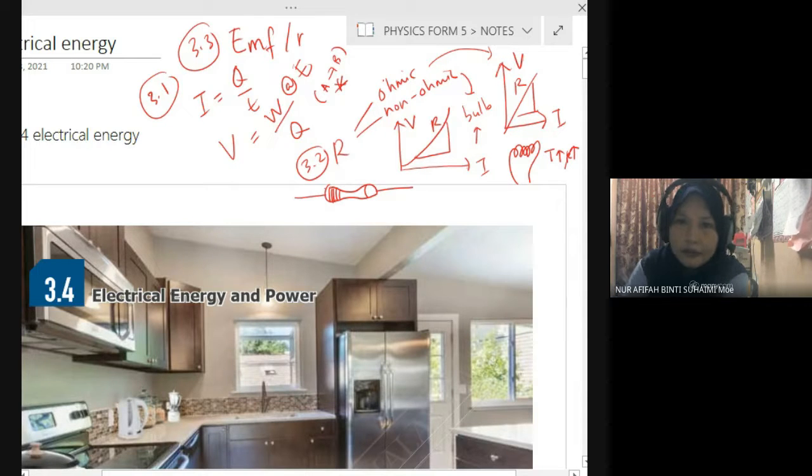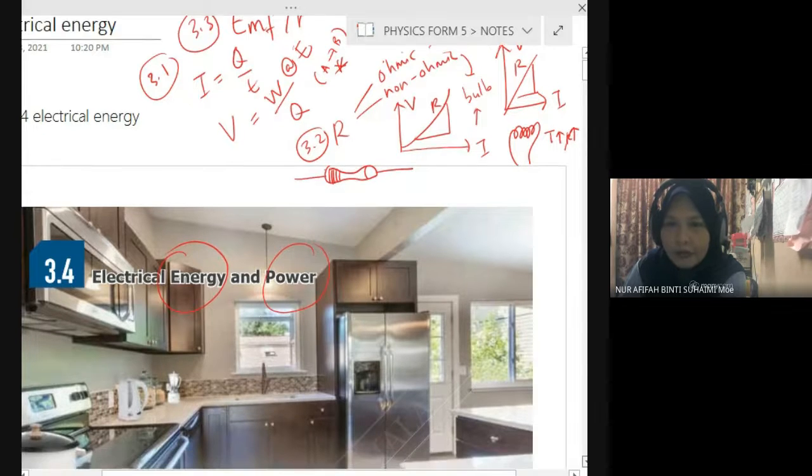3.4 we go into energy. In any physics topic there is energy. Starting from force and motion, we have kinetic energy, potential energy, and for the spring, elastic potential energy, gravitational energy. So the same goes for electricity, we have electrical energy and power. We only play with the formulas.